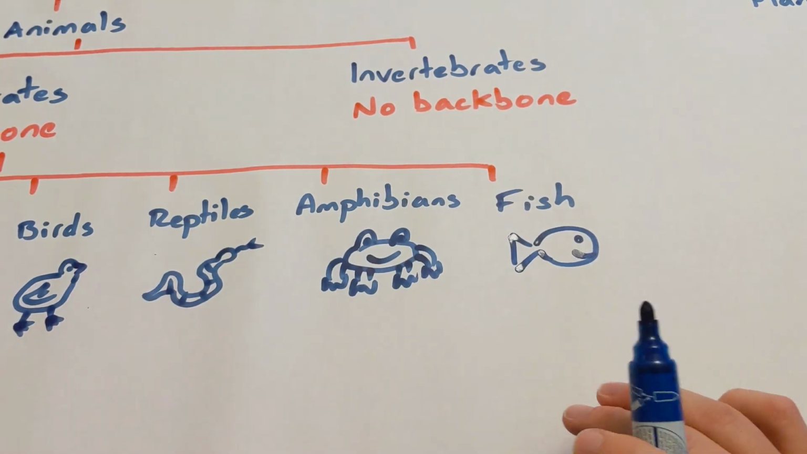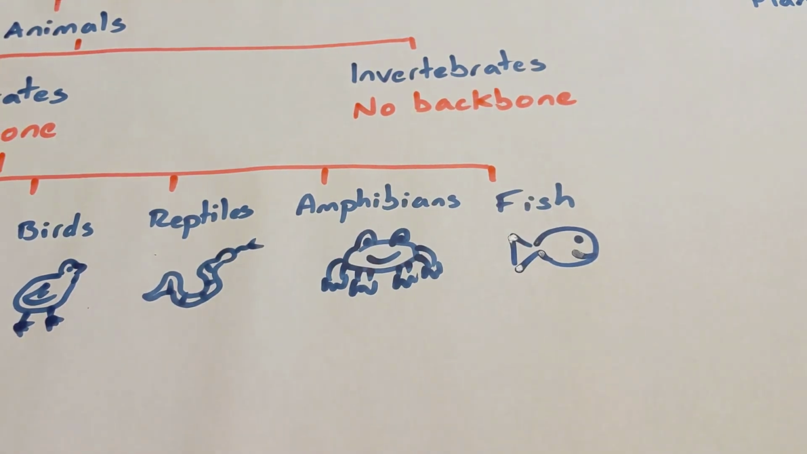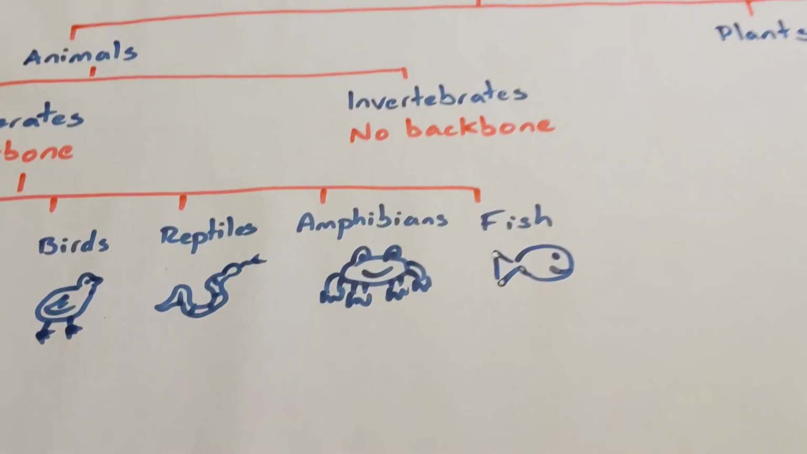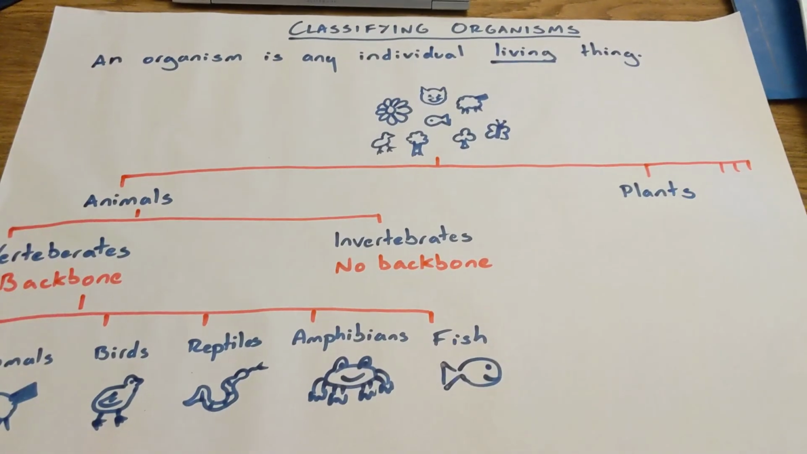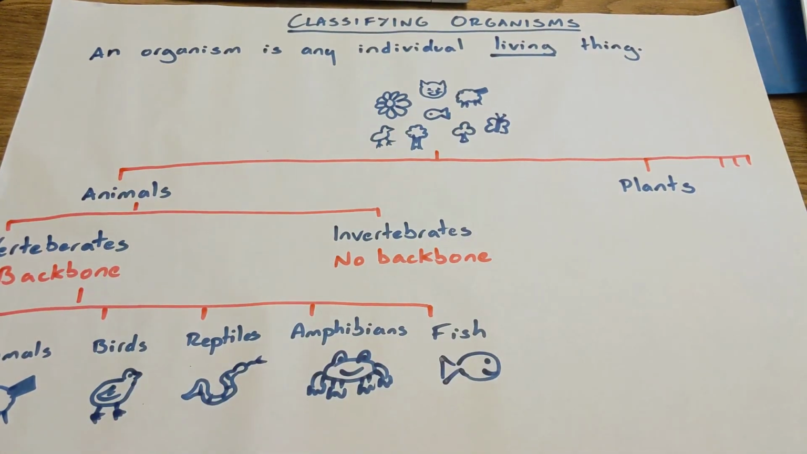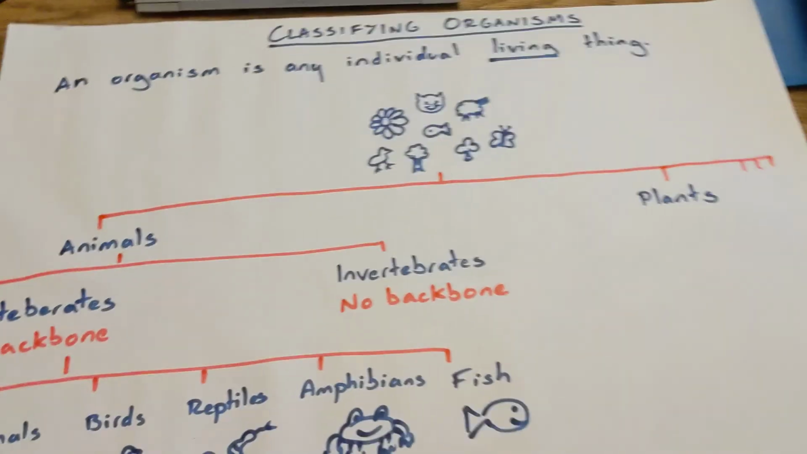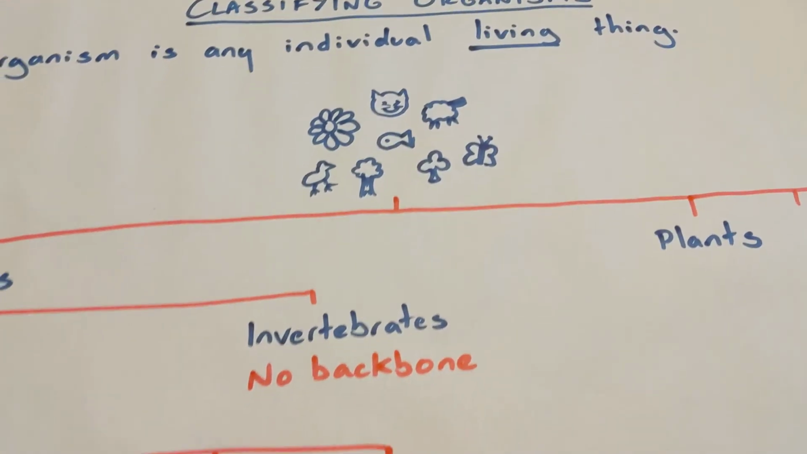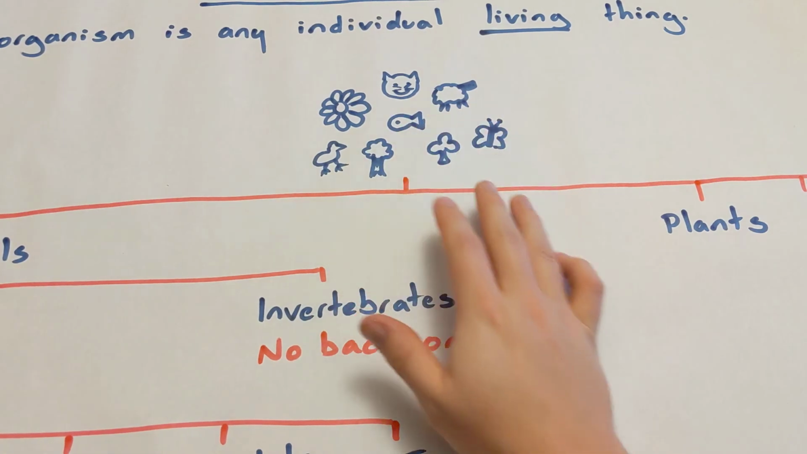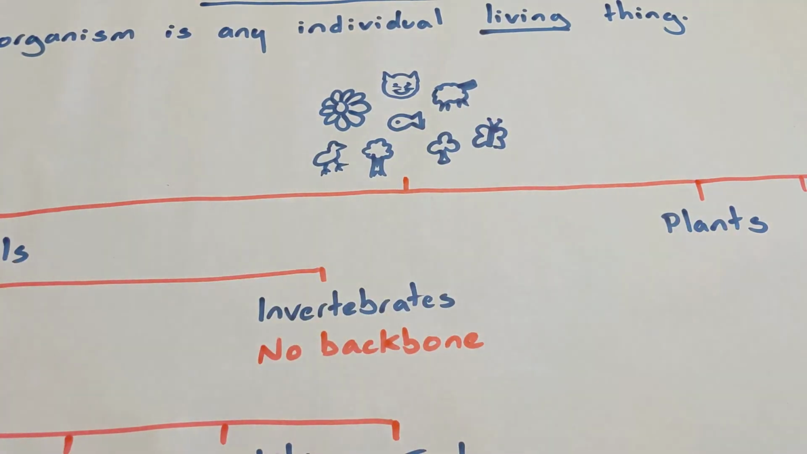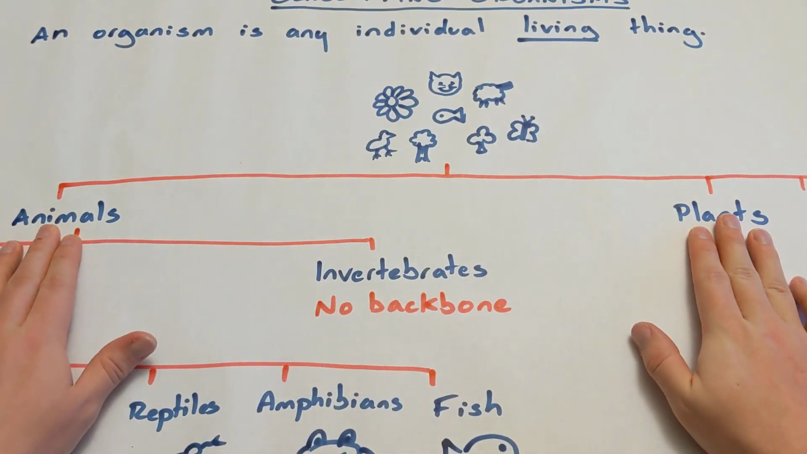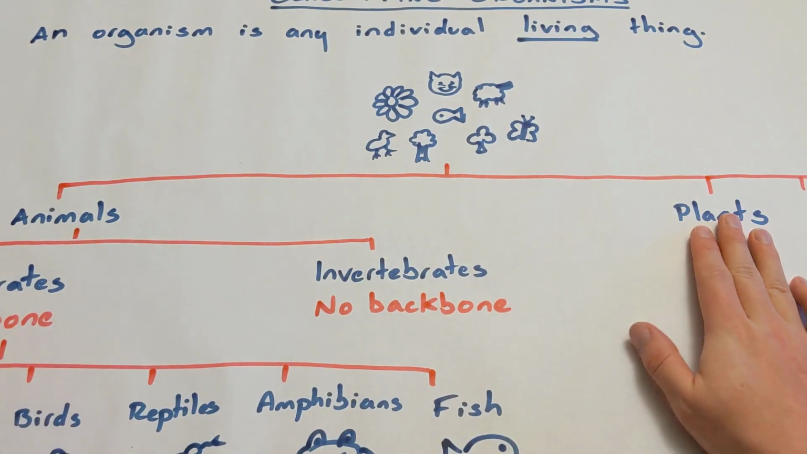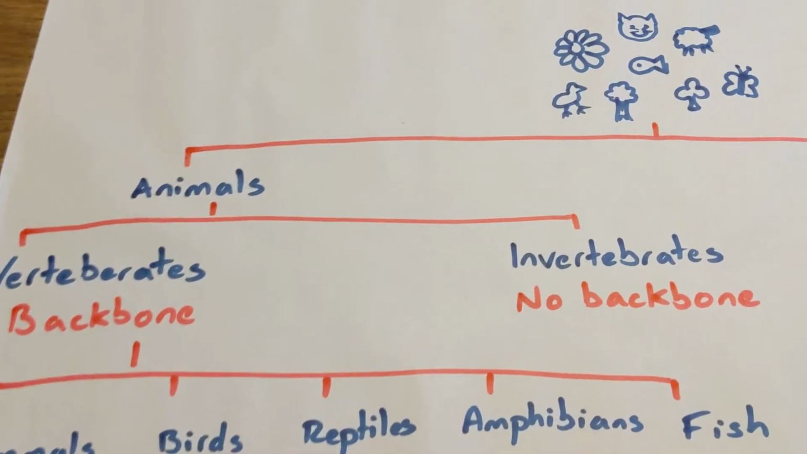So, if we zoom back out and look at what we've done so far, it does look pretty complicated, but it is quite simple if we follow it, okay? So, organisms are any living thing, okay? So everything that's alive is an organism of some sort, okay? And then we split them up, okay? So we have animals and then we have plants, okay? Then, because not all animals are like each other, we split those up more.